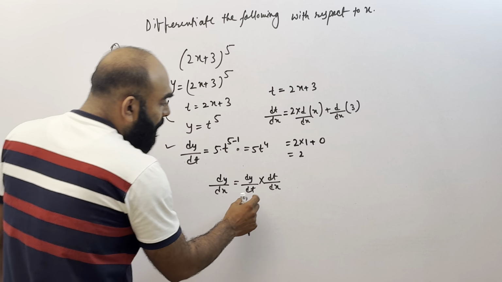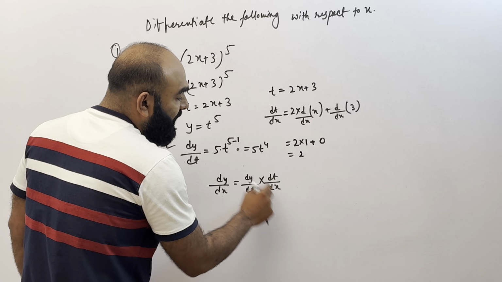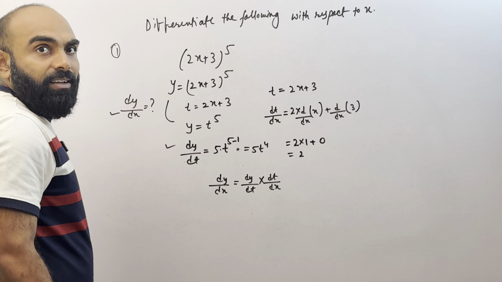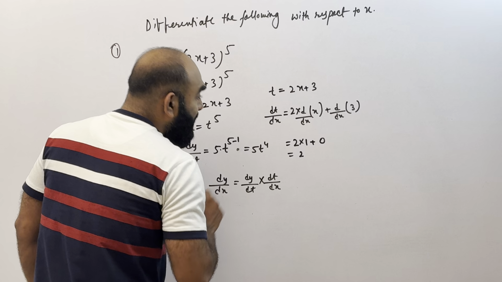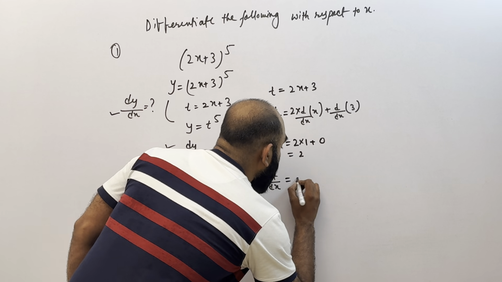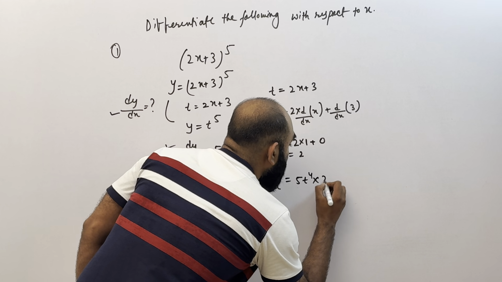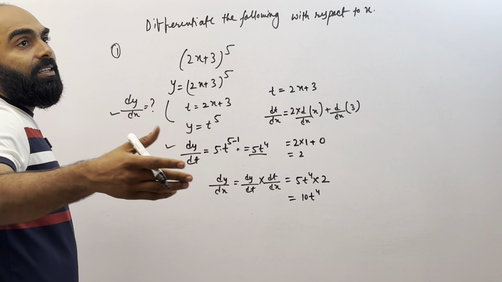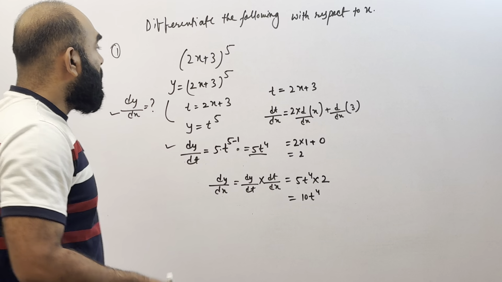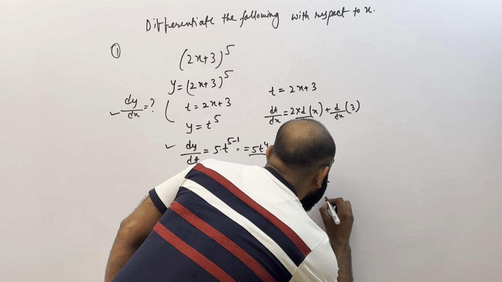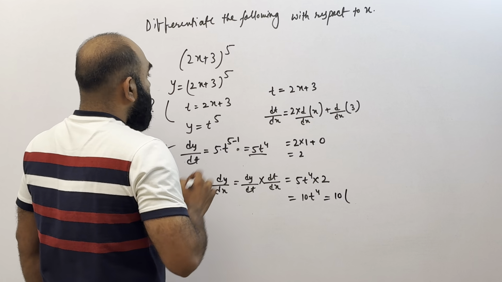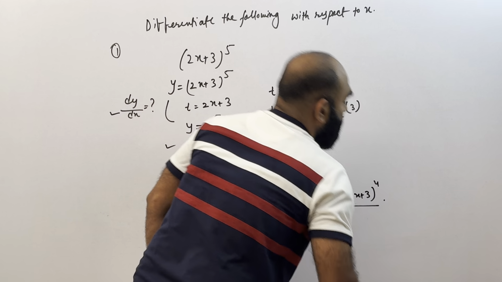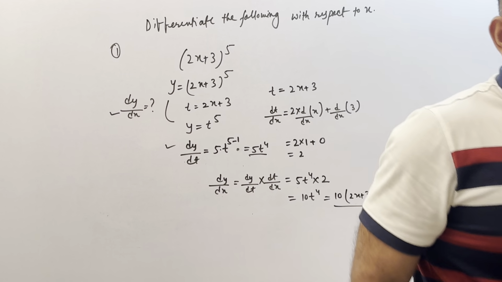My result has dy by dt into dt by dx, you can see we are moving from y to x. Correct? So what is your dy by dt value? dy by dt is 5t to the power 4, into 2, so can I write 10t to the power 4? And I told you to replace the t. What did you assume? I assumed t as 2x plus 3, so the answer is 10 into (2x plus 3) to the power 4, and this is your answer. Note it down.